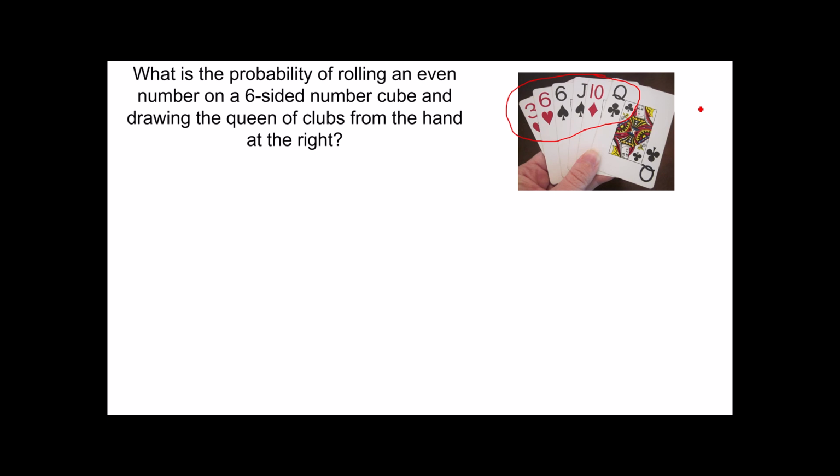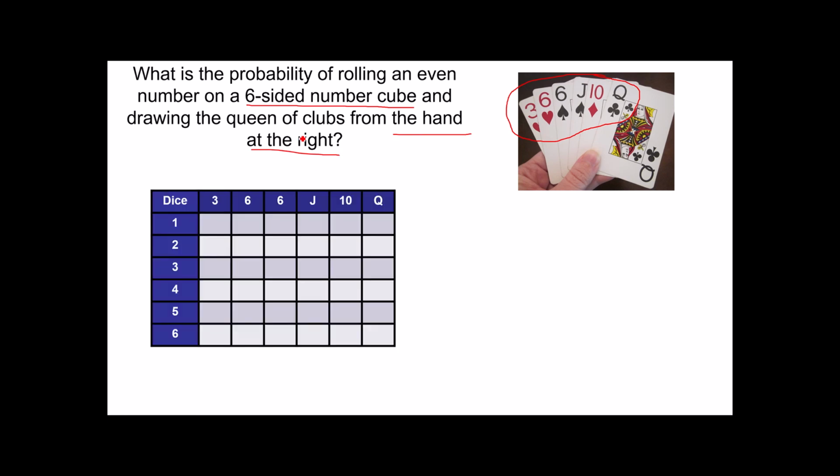What I'd like you to do is pause the video, see if you can create an area model for this problem. Remember, there's two events. One side of your area model is going to be the six choices on the number cube. The other is going to be the hand that's shown. I'm going to assume that if you wanted to do that, you've already done that, and I'm going to start working it out here. Notice, I chose to do the die up and down, and I chose to do the hand across the top. It really didn't matter which one you put where. That's just the way I chose to do it.